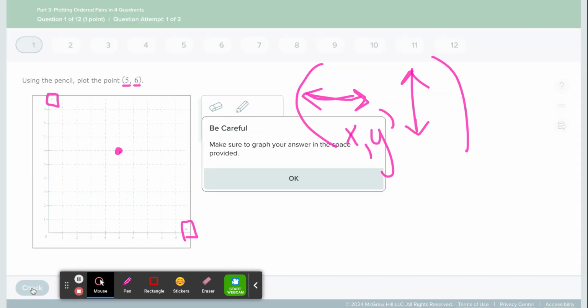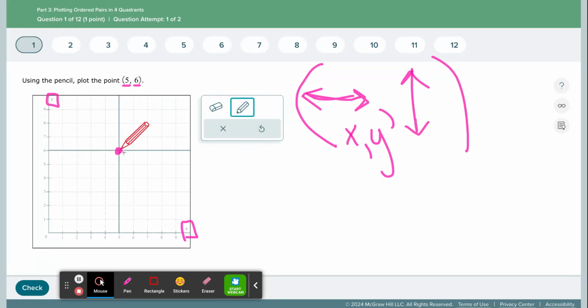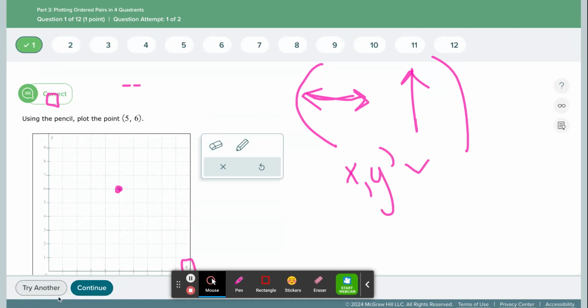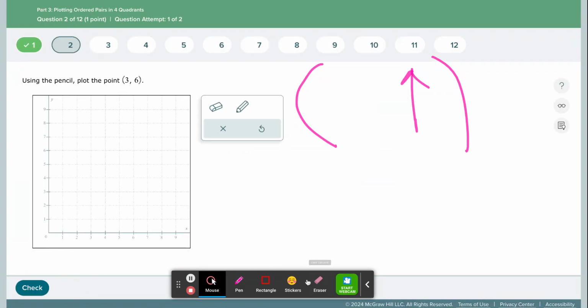Let me scoot this over. We're going to keep going. Oop, I forgot to use the pencil. My bad. So here we go. I've actually plotted it with a pencil. And now we're ready to move on. Let me get this out of the way. And here we go. It didn't keep everything. That is so weird.